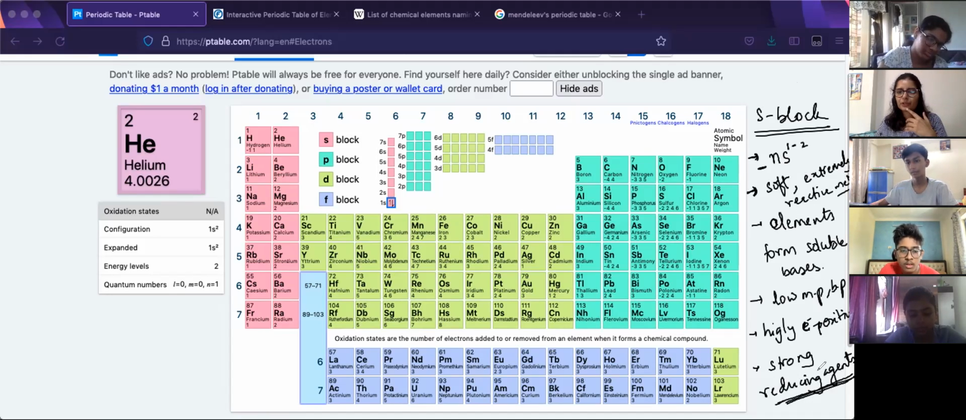We'll discuss P block. Ma'am, what does low MP and BP stand for? Oh, MP is melting point, BP is boiling point. Oh, okay. And this is electropositive. मैंने E minus डाला है. You can write electropositive.